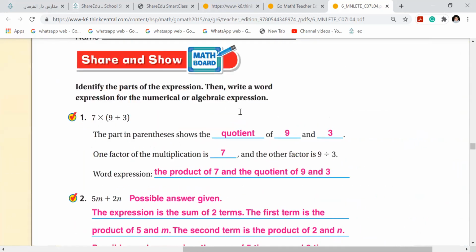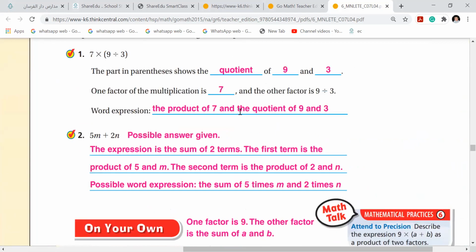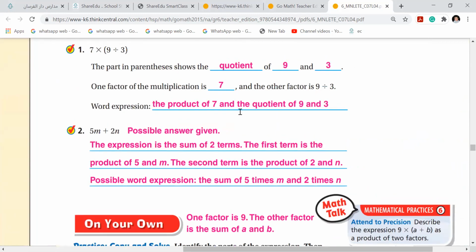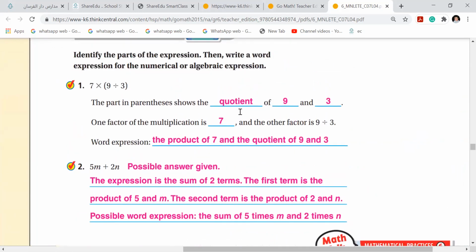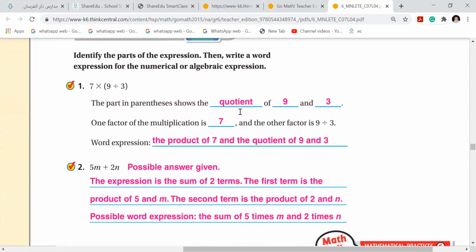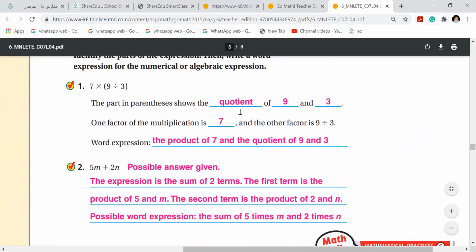Now, yesterday also I told you when you see division, you will write 9 divided by 3 is nothing but the quotient of 9 and 3. One factor of the multiplication is 7 and the other factor is 9 divided by 3. Word expression: the product of 7 and the quotient of 9 and 3. Just write question 1, girls.